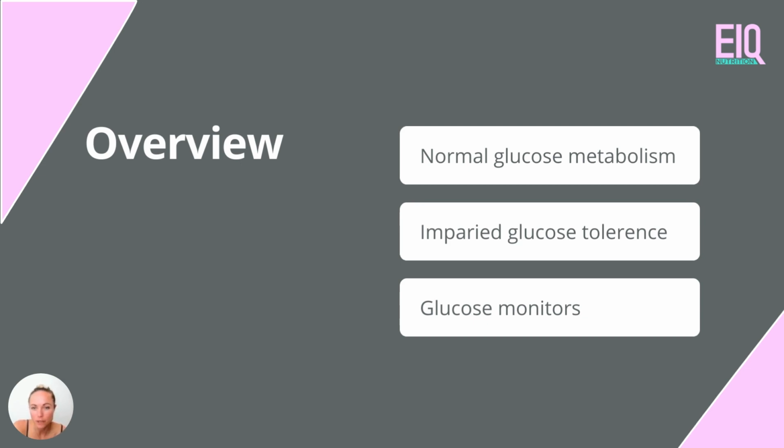So, a bit of an overview. We're going to go over normal glucose metabolism, impaired glucose tolerance, and then touch on the use of glucose monitors: when they might be useful, when they might not be useful, if we should be using them, and what we should or shouldn't be worried about.